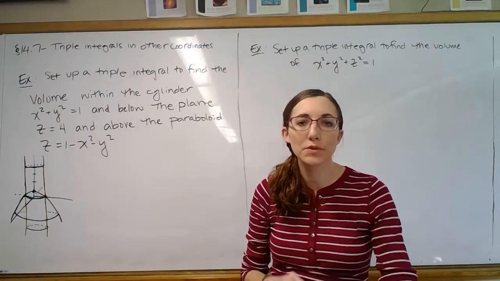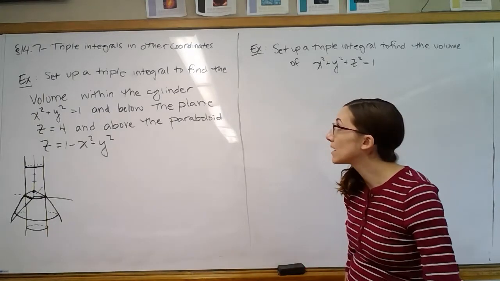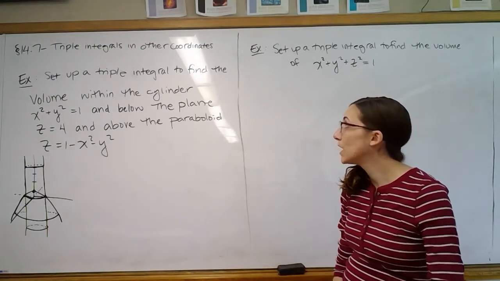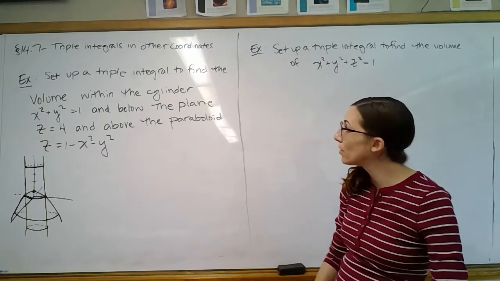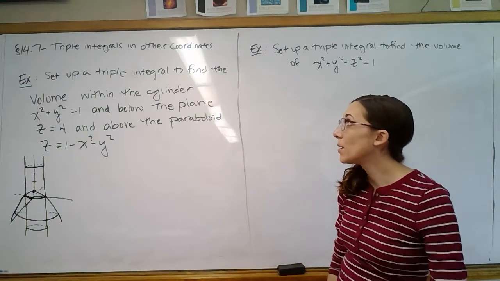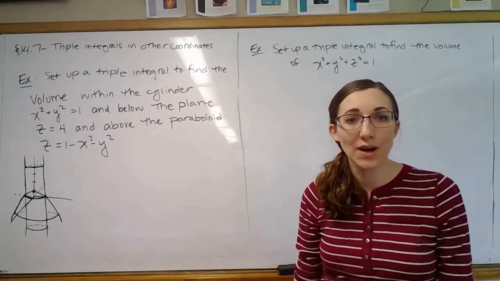Want to start with two examples where we're just going to set up integrals. So the first one we can do is set up a triple integral to find the volume within the cylinder x squared plus y squared equals 1, below the plane z equals 4, and above the paraboloid z equals 1 minus x squared minus y squared.